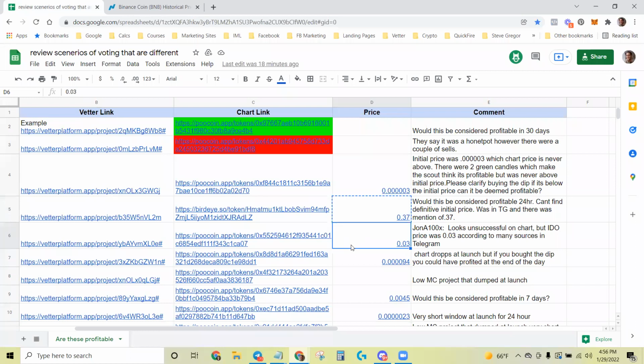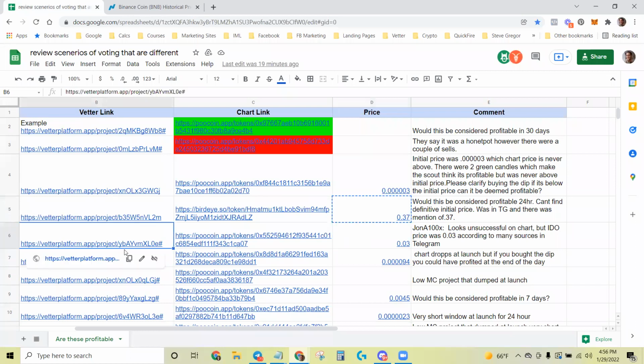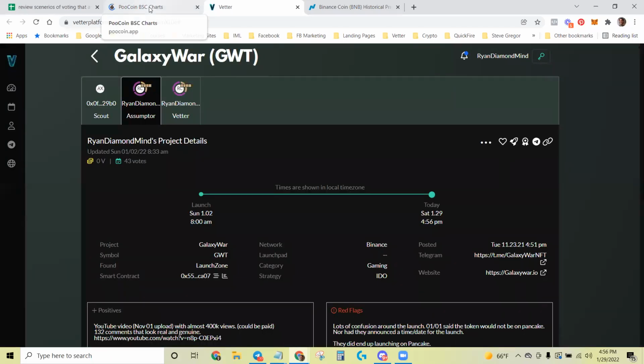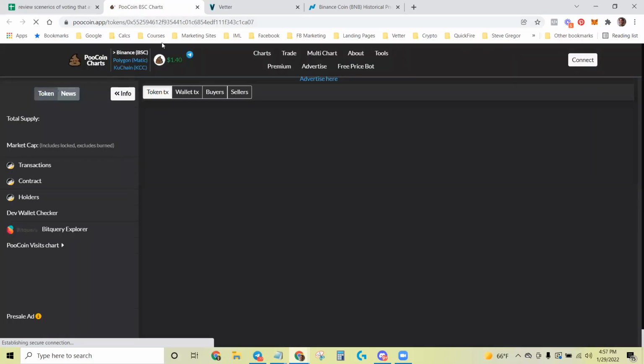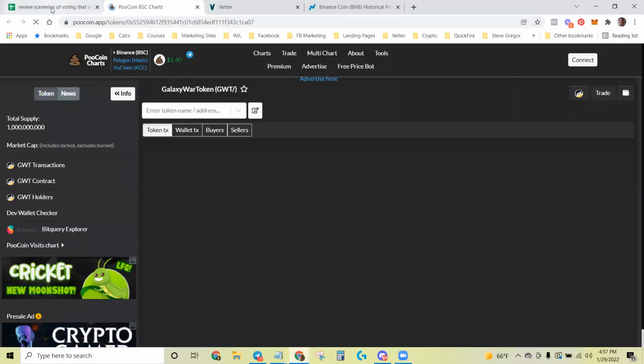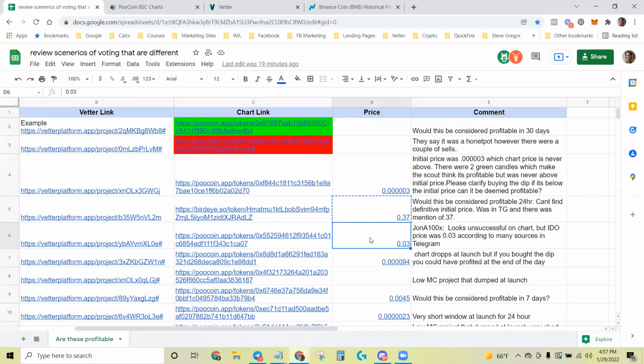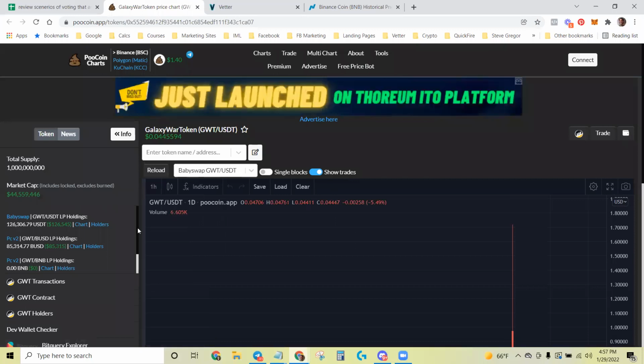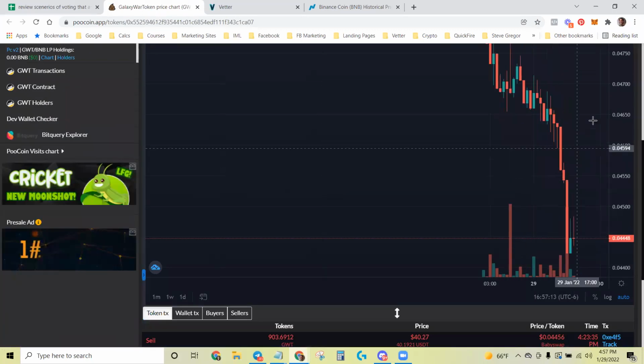Okay, the next one is, I think it's Galaxy War. Yep, Galaxy War. This is a great example of the chart looking different than what really happened. This was an IDO, and at launch it looks like it just tanked.